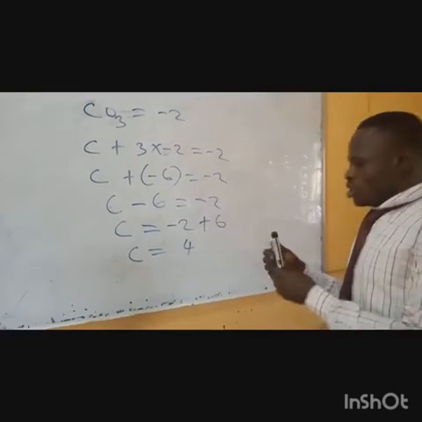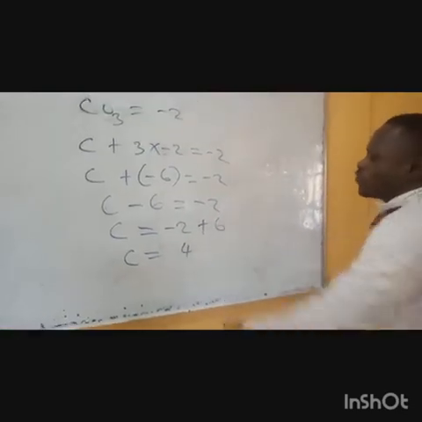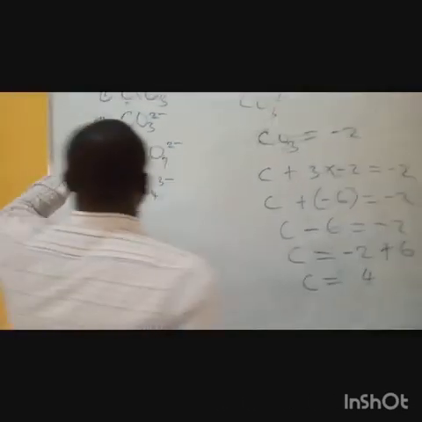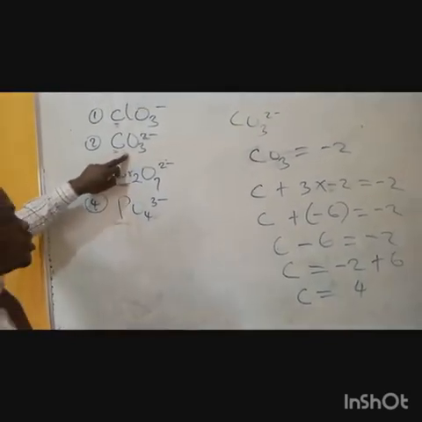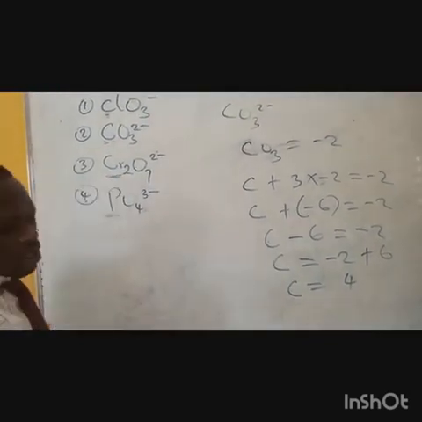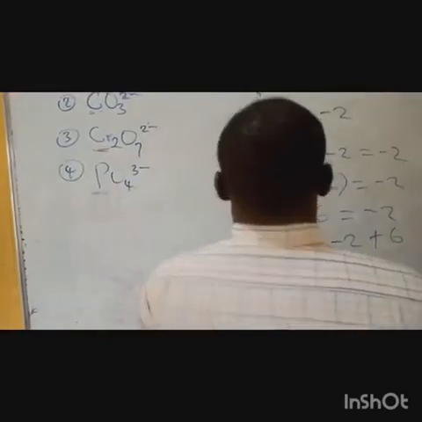4. If you use your calculator, minus 2 plus 6 will give you 4. So this compound is called triazocarbonate 4. So let's look at the last one, the third one, which we give to you for your assignment.